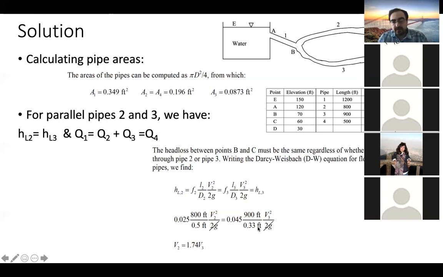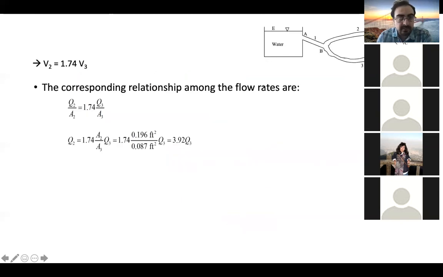So this gives us a relation between V2 and V3. 2G cancels from both sides of the equation. And if you rearrange all these terms and numbers, this is what we get from this equality: V2 equals 1.74 V3. So it means that the flow speed in pipe 2 is greater than in pipe 3, 1.74 times greater. Okay, so this is the first thing that we get.